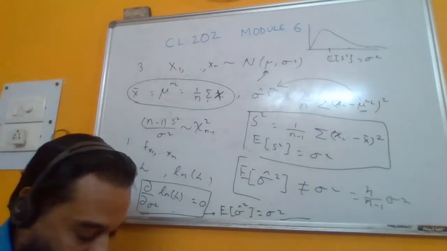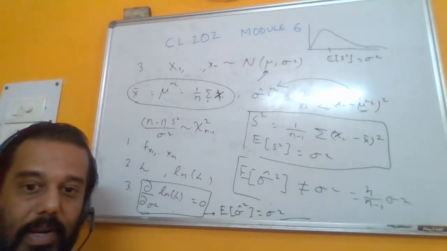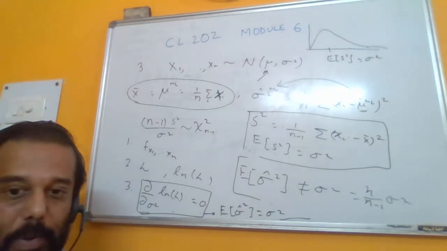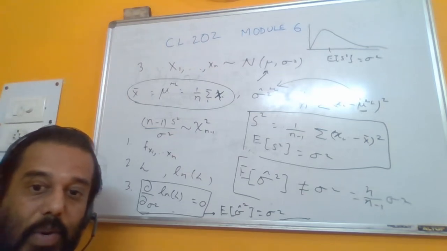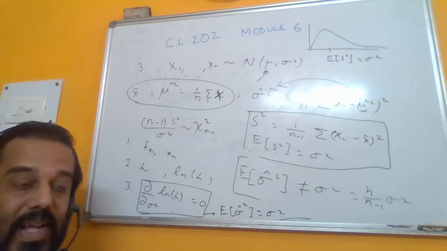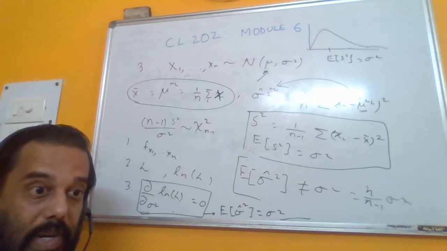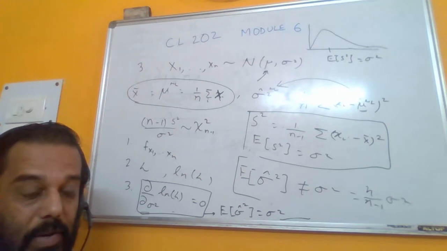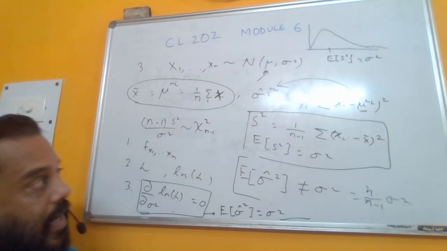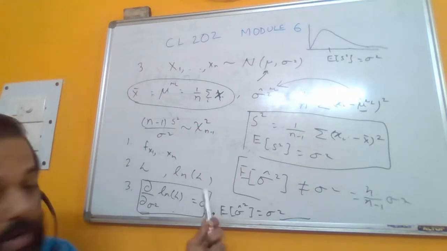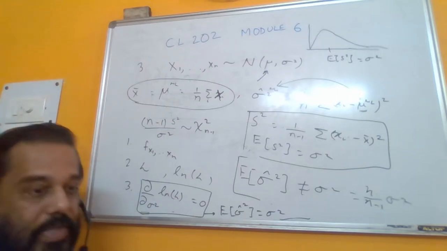Okay, so I will urge you to do this particular problem. It's an interesting problem, and try to compare it with our original derivation of the expected value of sigma square using maximum likelihood when we did not assume that mu is known. So you'll see the difference.